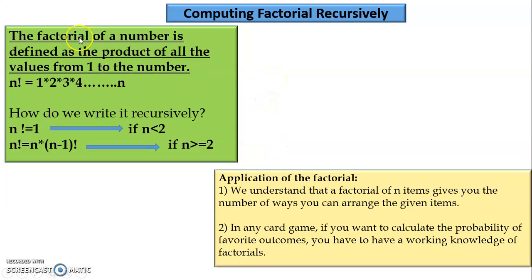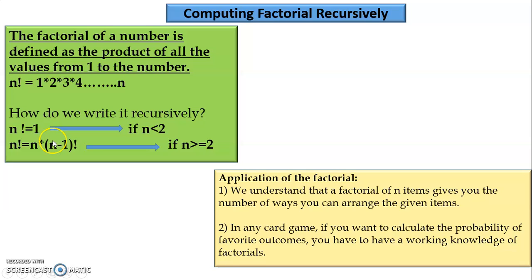Yes, okay, how do you define the factorial of a number? It is defined as the product of all the values from 1 to that number. So n factorial can be written as 1 into 2 into 3, and so on up to n. So let's plan our program stepwise. When does n factorial become 1? When does the result become 1? Obviously when n is lesser than 2. Yes, then when does n factorial become n into (n minus 1) factorial? When n is greater than 2.